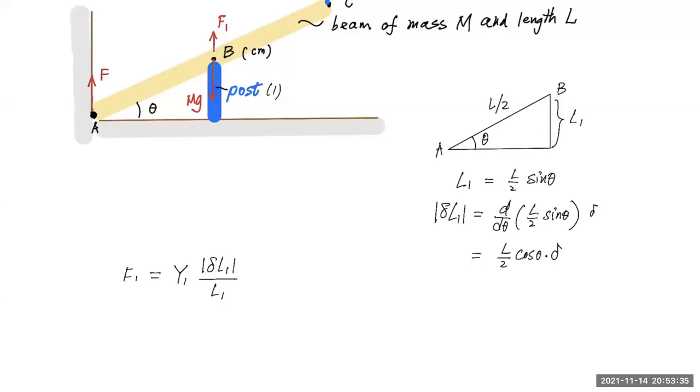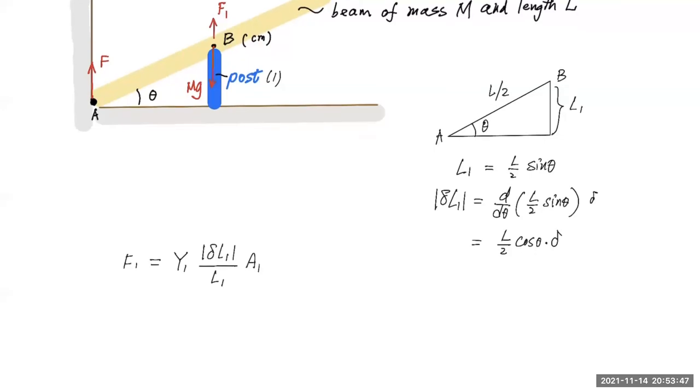And don't forget, the value of F1 also has to do with how thick the cable is. The thicker it is, the greater the force F1. So it has to do with area A1, the cross-section area A1. These are all given. Okay, so we can then plug in the value of delta L1, then I can get the full expression for F1.